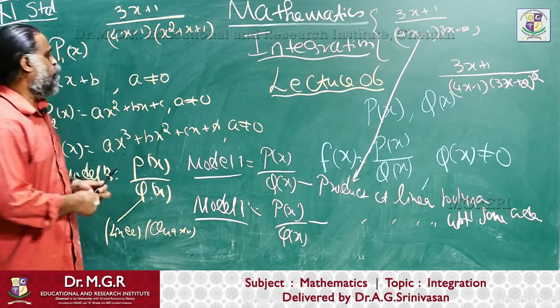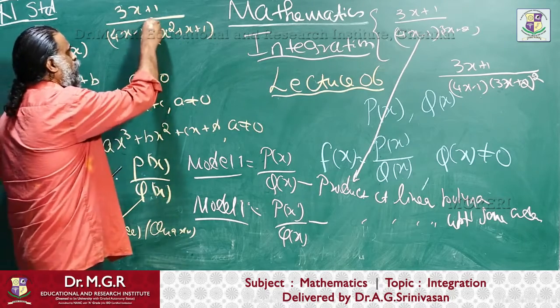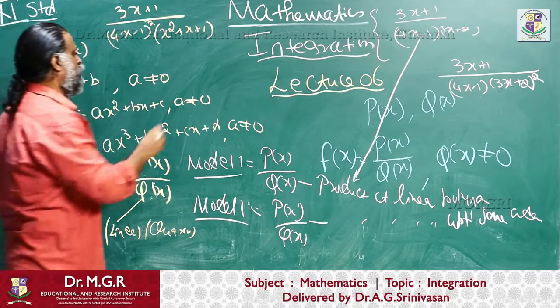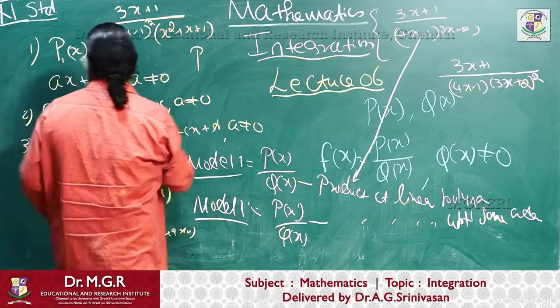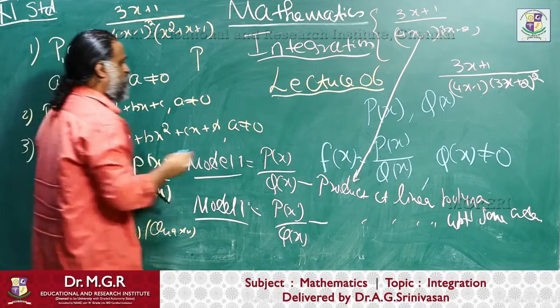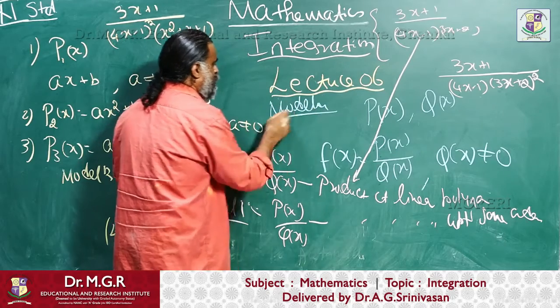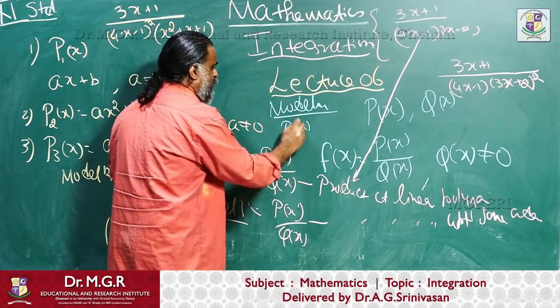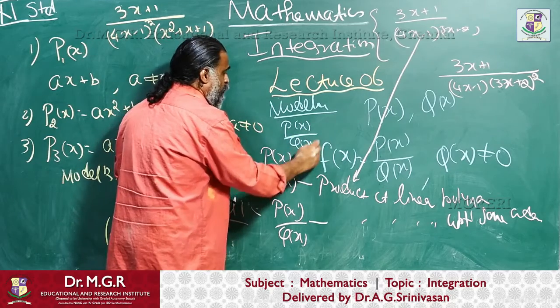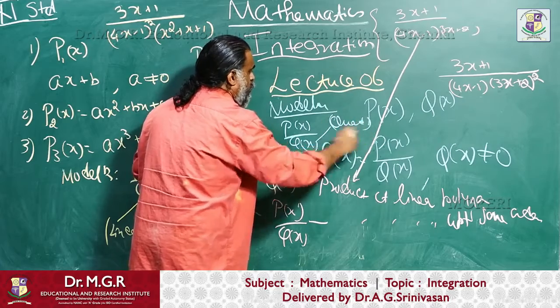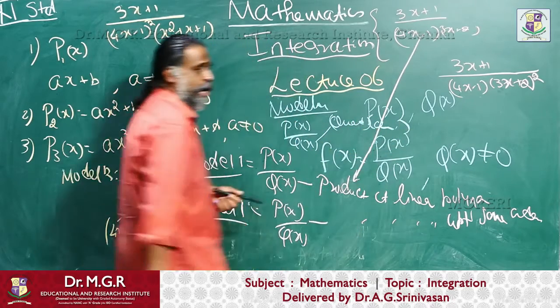And the third model can be extended to whole square, whole cube, all that, up to higher orders also. And the last model is p of x by q of x. This is model number 4, which says that q of x is a product of quadratic factors. So each of them is quadratic, quadratic into quadratic.